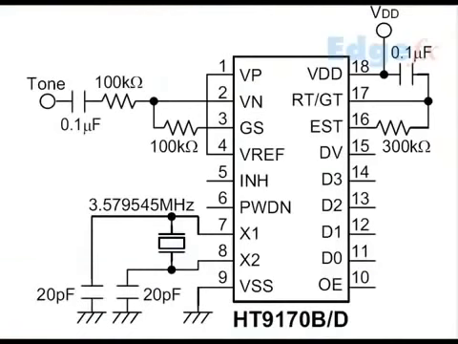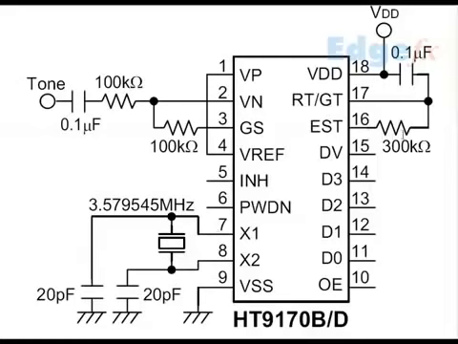Hi, let's now try to understand the DTMF Decoder IC 9170B. This is an 18-pin IC which has got an input arrangement at pin number 2 with this kind of C and R arrangement. It's got to be connected to a 3.579545 megahertz crystal in this arrangement.